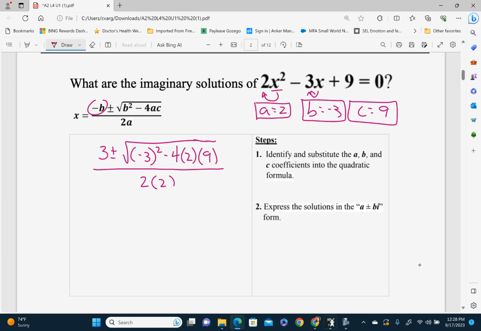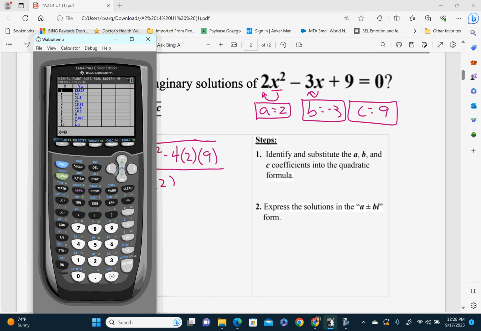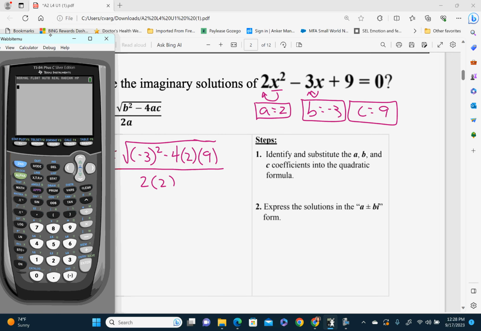So now our calculator pretty much does a lot of stuff for us. Next, whatever's under the radical, under the square root, inside the house, you're going to take that and plug it in exactly as is. So parentheses, negative 3, close parentheses, squared. Notice I did not plug in the radical. Minus 4 times 2 times 9. There were no negatives, so I didn't need to put any other parentheses, and I'm going to hit enter, and I get negative 63, okay?